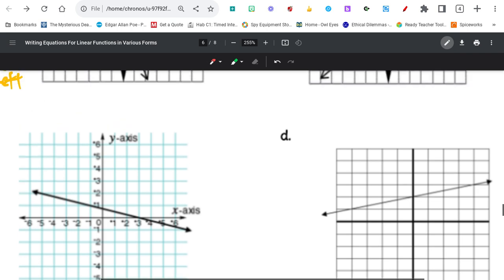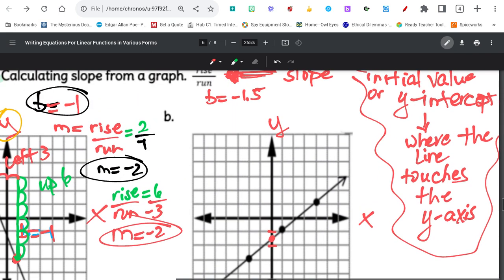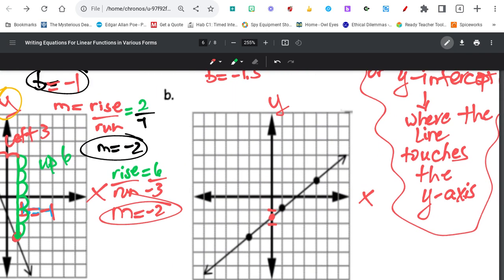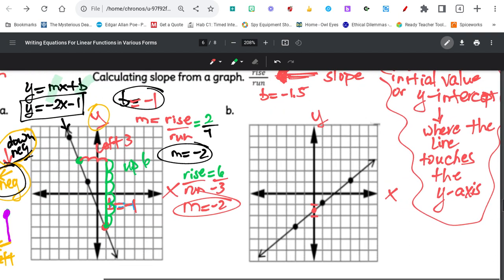What I did on one, I'm going to have to redraw my lines, guys. But I'll redraw it on paper. Okay, so let me change this.